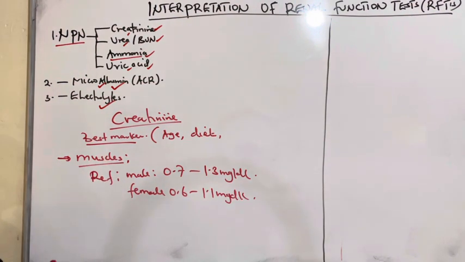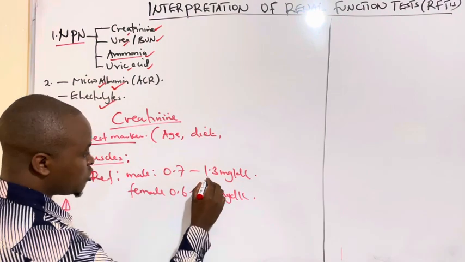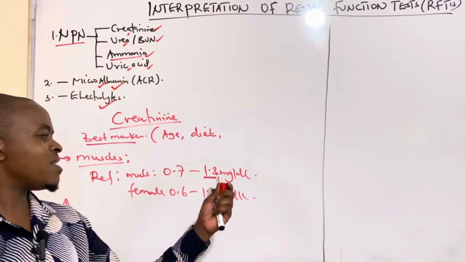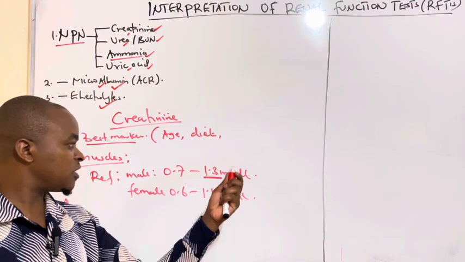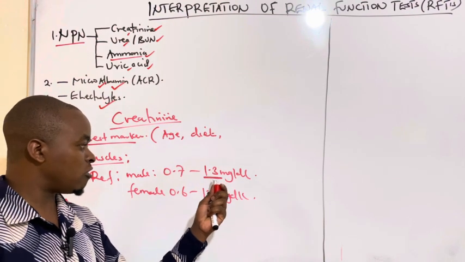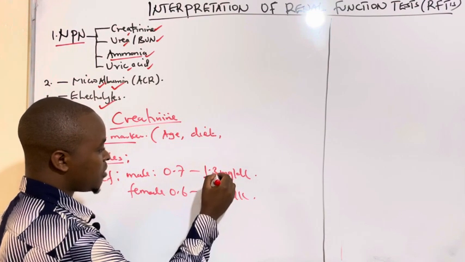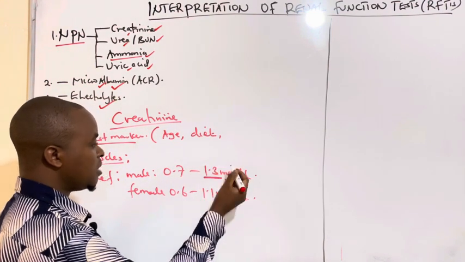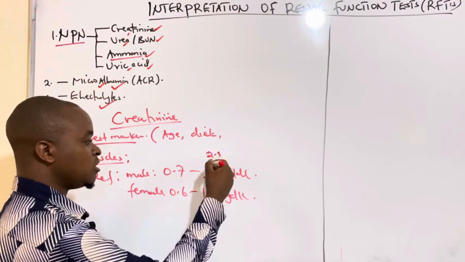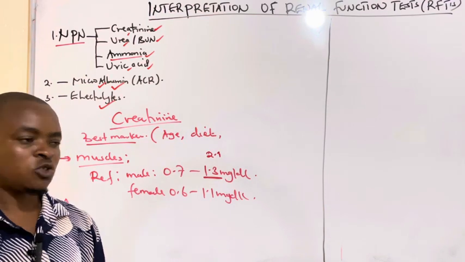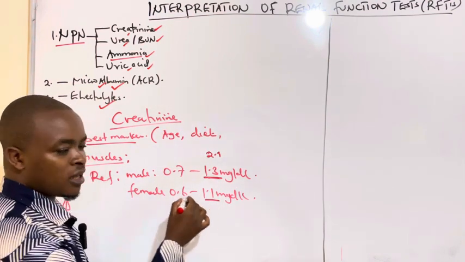And whenever you do serum creatinine and you find it is elevated, for you to say someone has kidney failure, it should be 3 times the upper limit. So if it is 1.3, to declare someone with renal failure, it should be at least 1.3 times 3, that is like 2.9 to 3. That's when you can say someone has kidney failure. So it should be 3 times the upper limit.